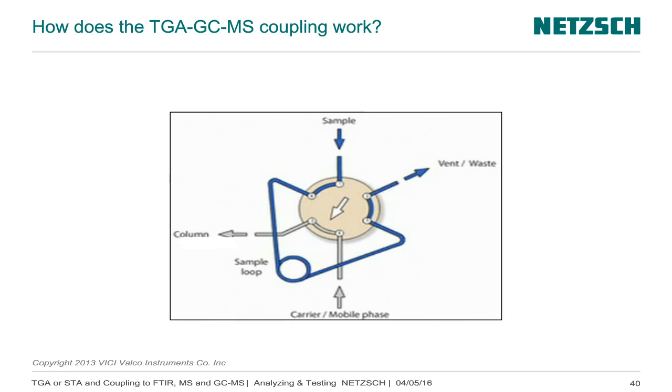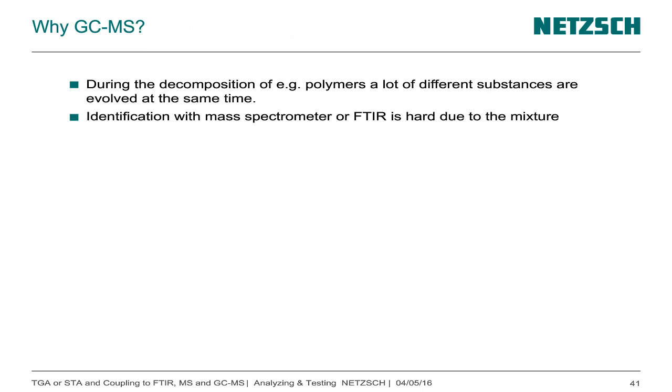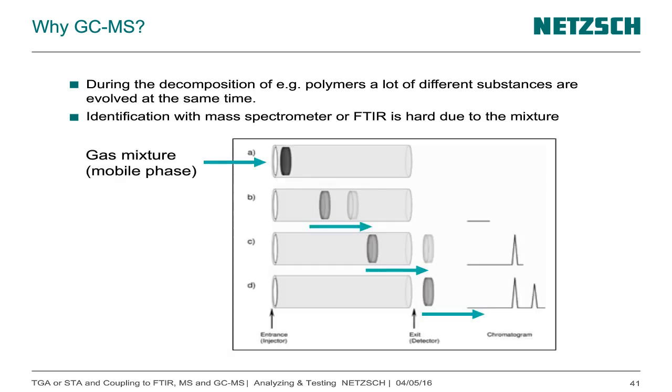But now again, why GCMS? The separation possibility. We have a lot of substances which are evolved, and as I said, I always had a problem to identify them, even with the FTIR and the MS coupled in parallel. So with the use of the chromatography, your mixture is separated into several substances.